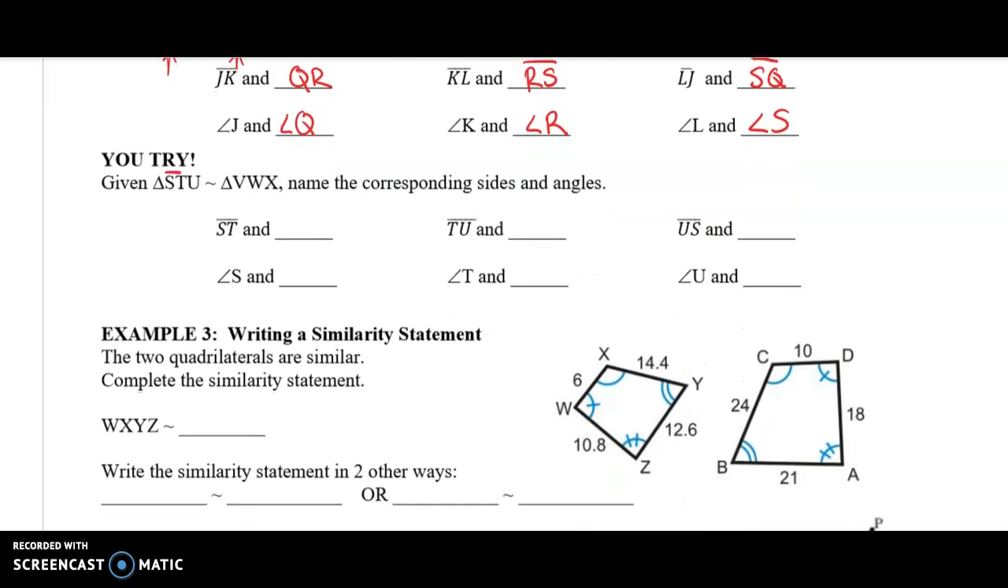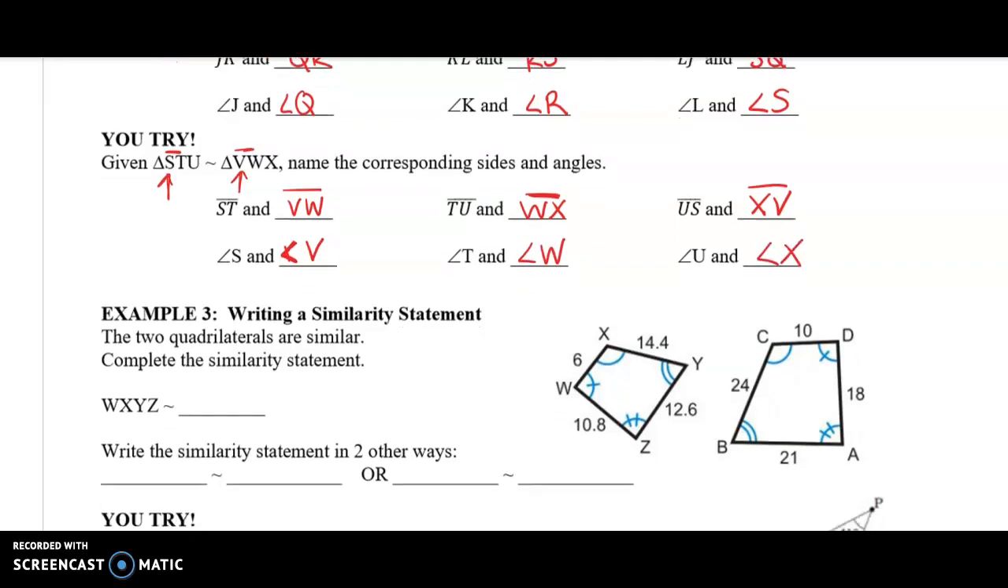Okay, so ST should be the same as VW. TU should be the same as WX. Make sure you're putting the notation on there. And US would be XV. Angle S would be the same as angle V. Oopsie, angle V. Angle T would be the same as angle W. And angle U would be the same as angle X.